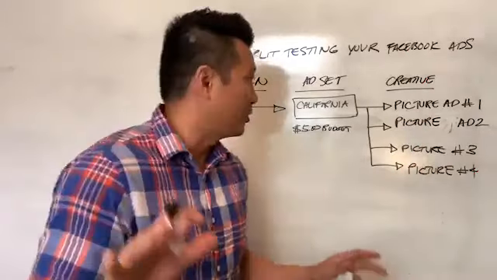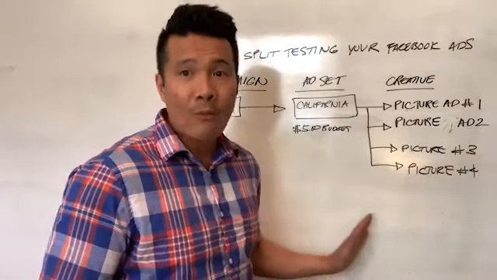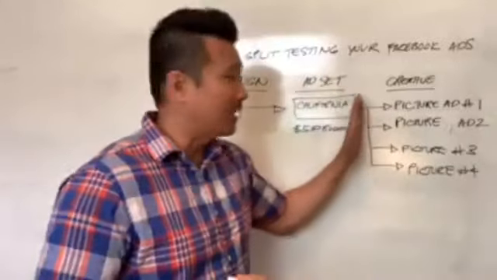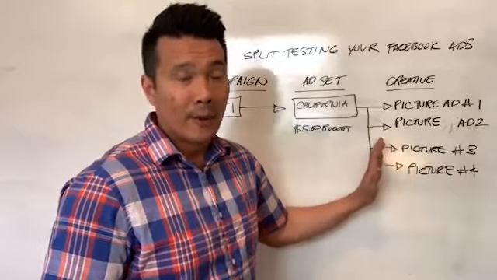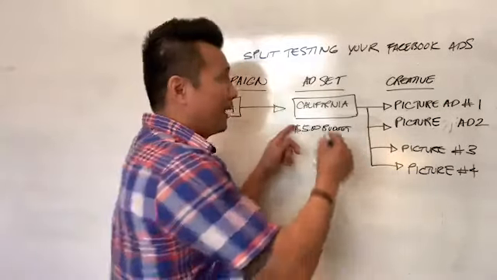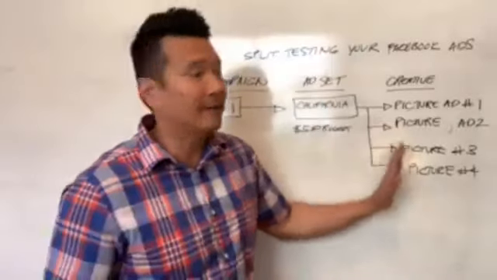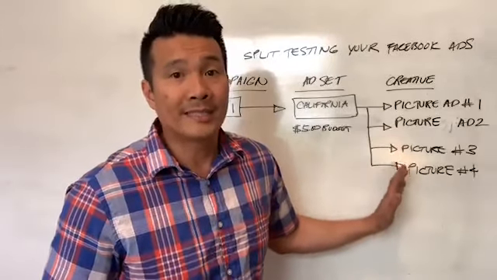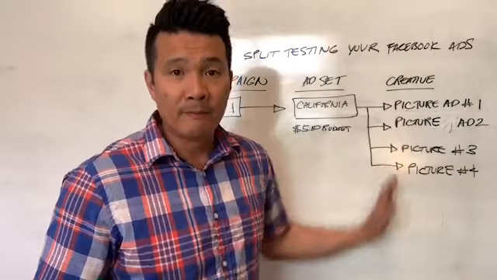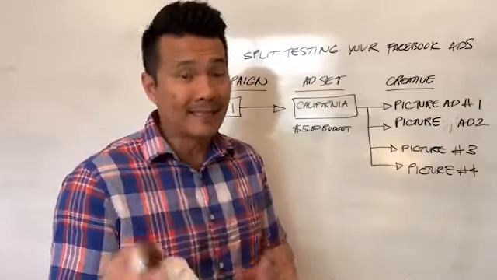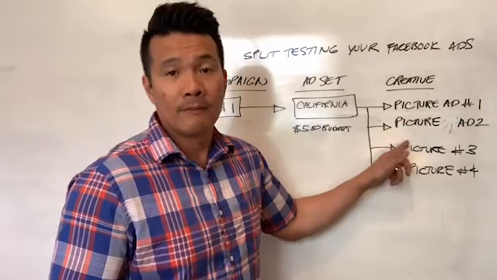So this is my suggestion, right? Create 4 different creatives. And then Facebook's going to serve all 4 of these to your ideal homeowner that you targeted here, whatever that demographic is. And now you're going to start seeing which is the highest performer here. What you're basically doing here is split testing the picture, right?